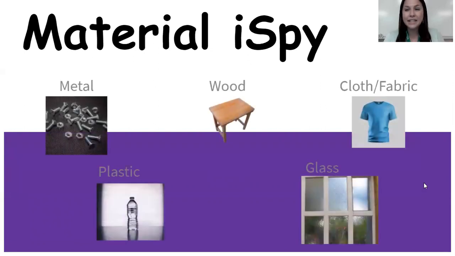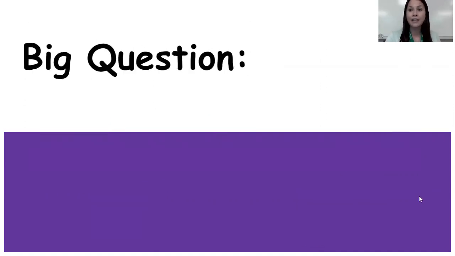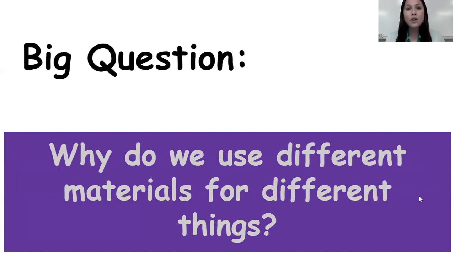We played Material I Spy, and we tried to figure out some things that were made from metal, wood, cloth, plastic, and glass. So we've been talking about a lot of different types of materials and their properties. The big question we've been trying to answer is, why do we use different materials for different things? Remember when I spilled my coffee and tried to clean it up with a stapler? That didn't work. You need to use a material that's best suited for something.